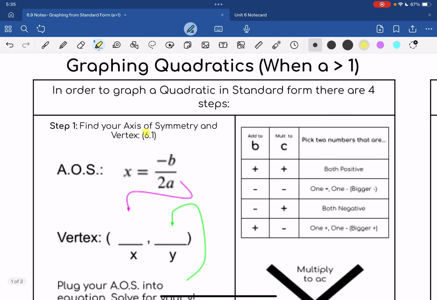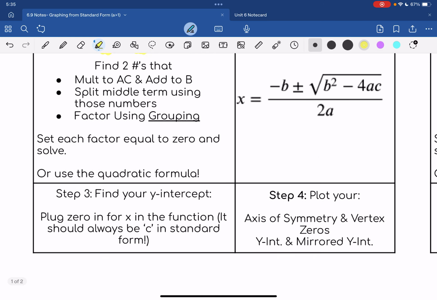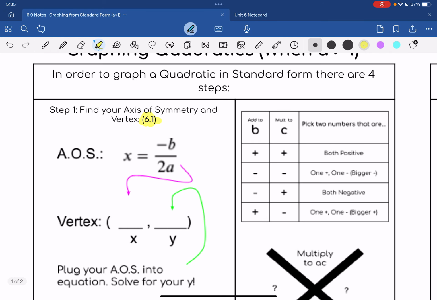6.1 and 6.8 and 6.6 and 6.4 and lots of other lessons, you might want to go back and do those before if you're getting stuck on this assignment. That might be why. So we're going to go through this step by step. If you need to pause the video and ask questions, please do that. Or please raise your hand and we can pause the video and you guys can ask questions and get things re-explained.